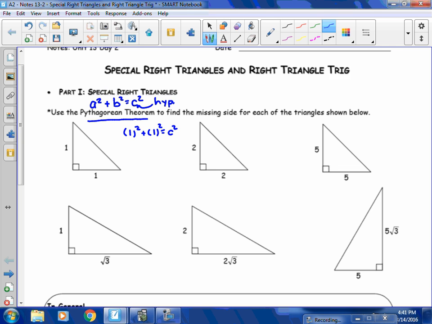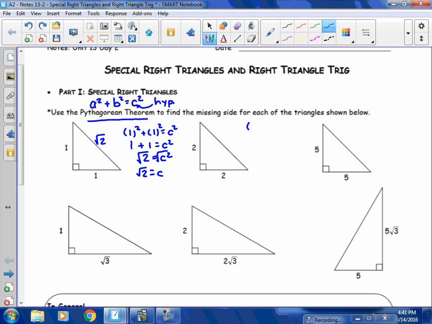equals c squared. So we get 1 plus 1 equals c squared. So 2 is c squared. Then to solve for c, we take the square root. And remember, I normally would say plus or minus the square root here. But for at least today, we're just talking about lengths of a triangle. So we can talk about it all in terms of its positive values. So this is radical 2. All right, try the next one.